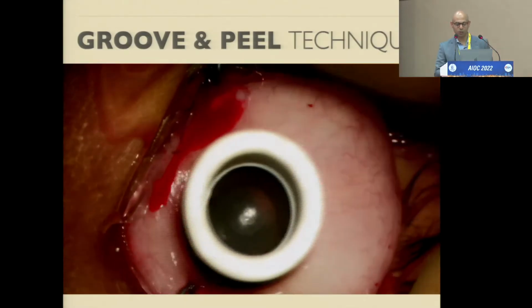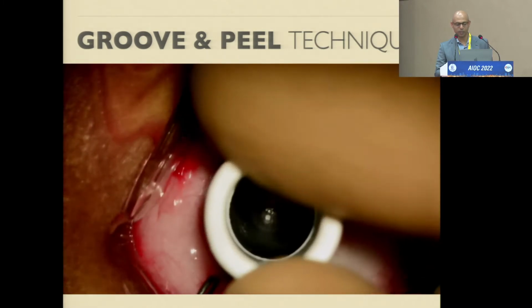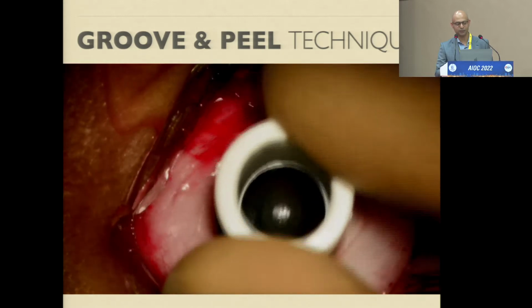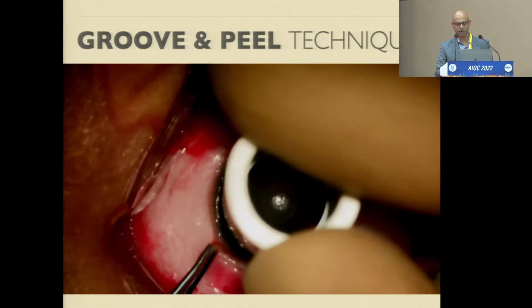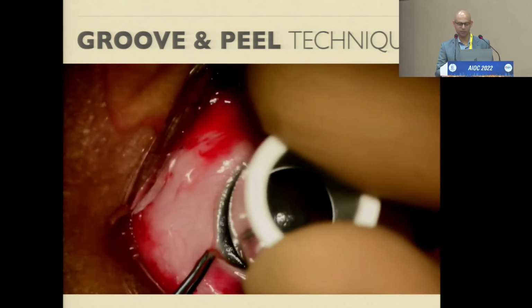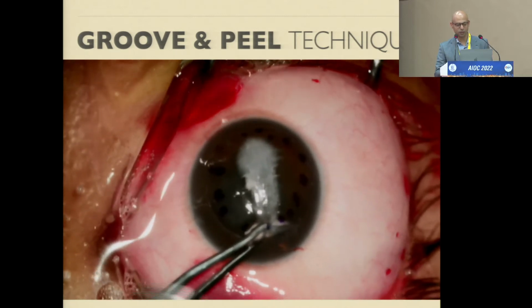So what we started doing was this technique, which I call the groove and peel, in which basically we make a partial thickness trephination in the cornea. I use a freehand trephine. You can use a guarded trephine of a fixed depth. In this case we had tried a visco bubble, but it didn't work.